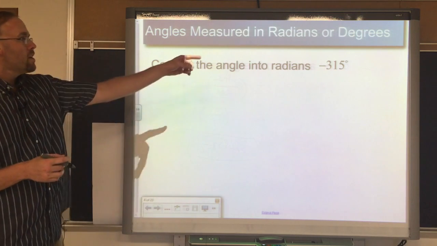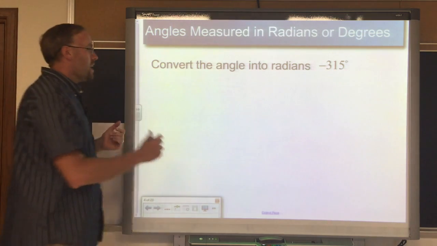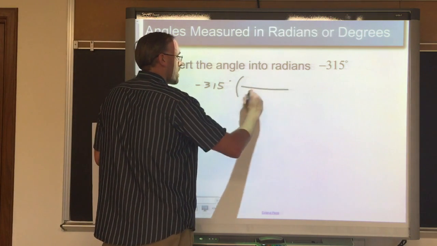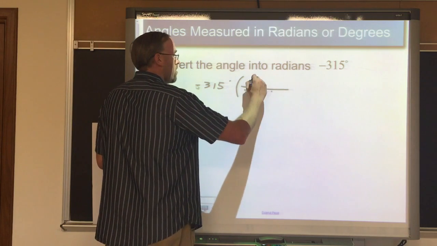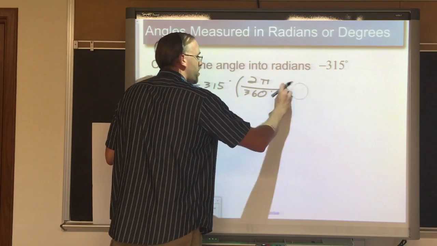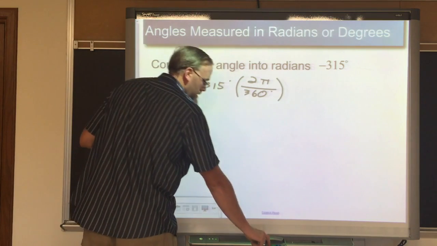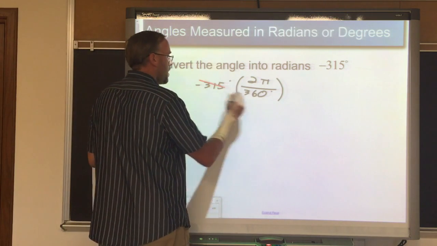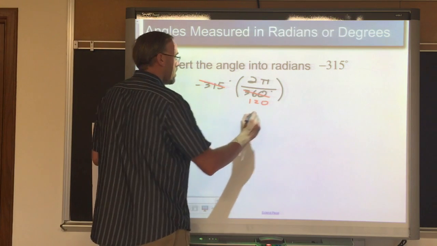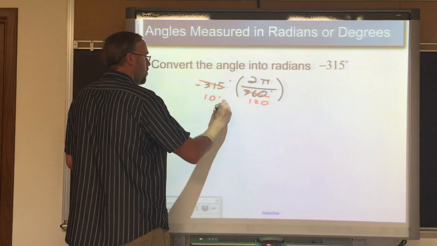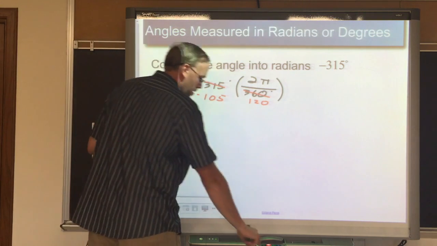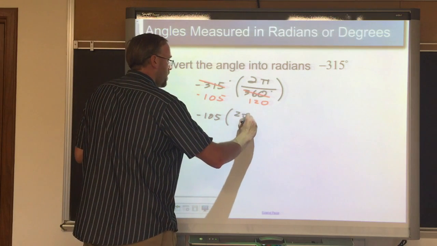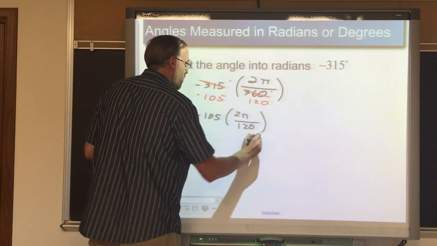So in this example, here we have negative 315. Again, we're in degrees, so we multiply by the conversion factor that gets rid of degrees. So 360 degrees on the bottom and 2 pi radians on the top. So what can we cancel? Well, we can cancel a 3 out of both of these, leaving 120 and negative 105. So I have negative 105, 2 pi over 120.